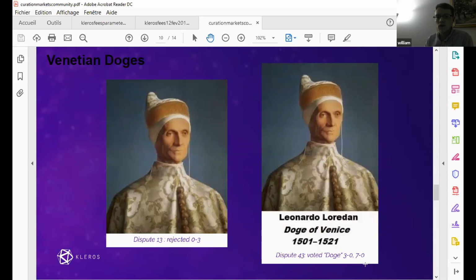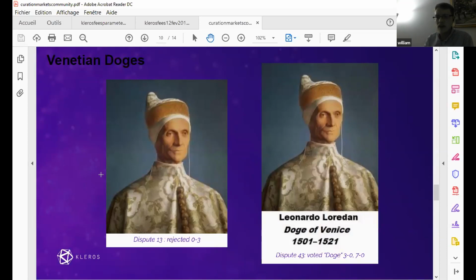But also, because we use a Schelling point system, you want to be coherent with what other people are going to vote. So even if you know Venetian history and you see the guy on the left without the explanation, you might say, okay, I know this is a Doge, and I believe that's the right answer, but I don't think the other jurors are going to know that. So I'm going to vote not Doge because I think the other jurors are going to vote not Doge, and so I'll be coherent.